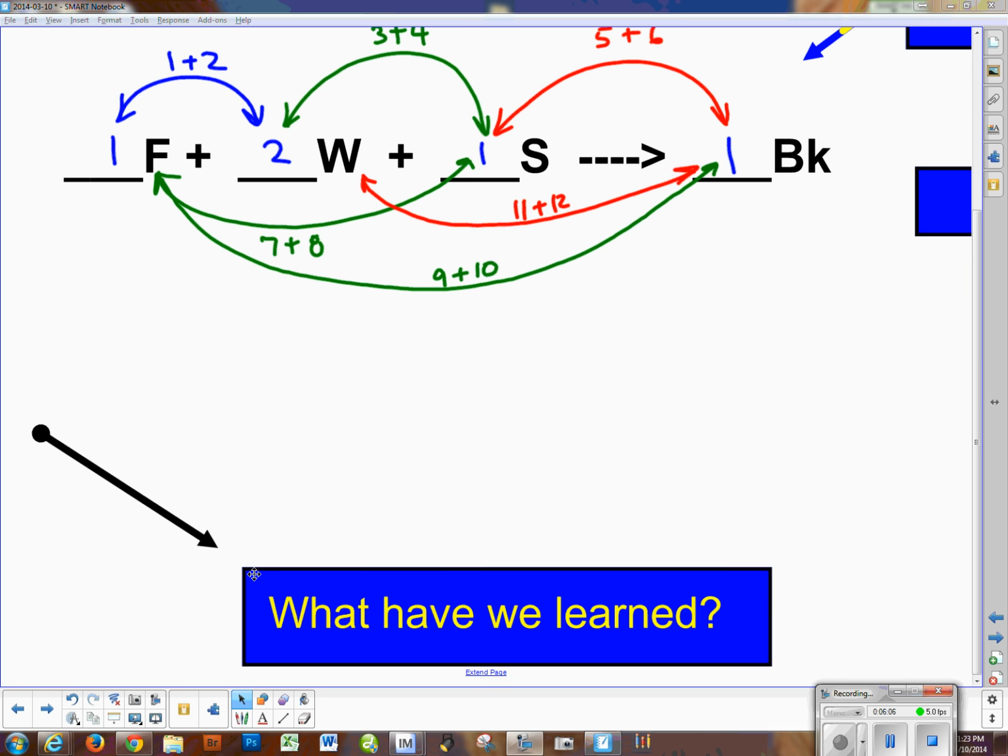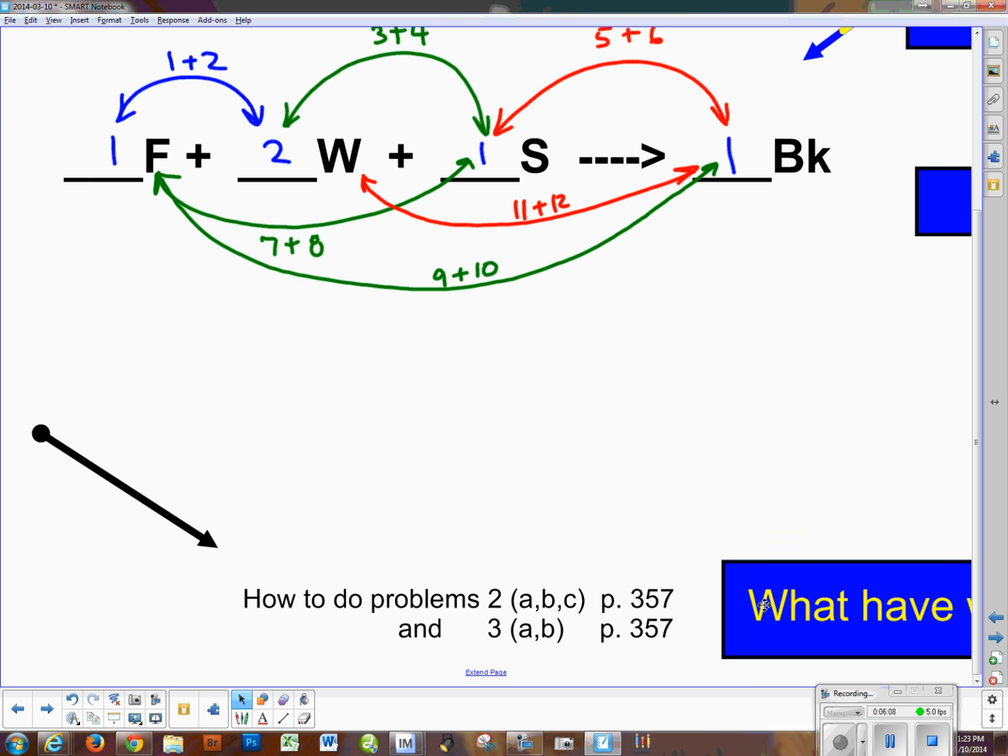So what this has taught us is how to do these problems. The only difference between the problems that you see in 2, A, B, and C, and 3, A and B, is that with these guys you have to balance the equation first. Otherwise, these two are going to look exactly like what you saw up above. And one of your extra credit questions tonight is to figure out how many mole ratios you have in a balanced equation if you have 2 reactants and 2 products, or 2 reactants and 1 product.